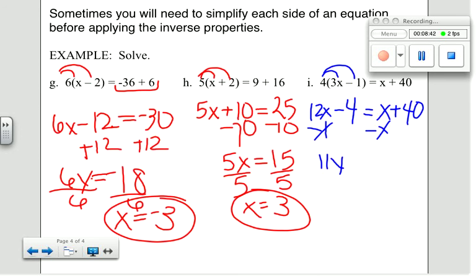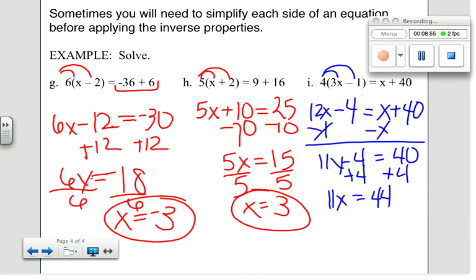11x minus 4 equals 40. Undo this subtraction. We're going to add 4 to both sides. So 11x equals 44. Divide both sides by 11. x equals 4. Boom!